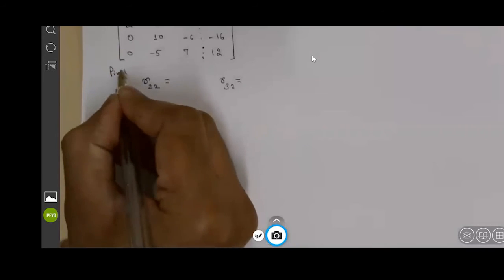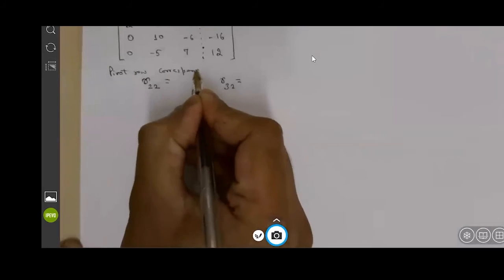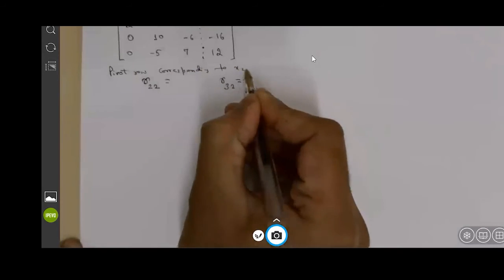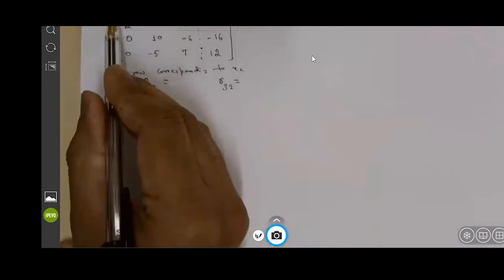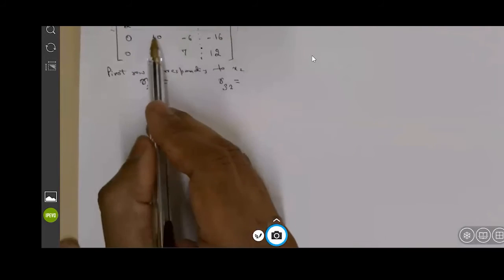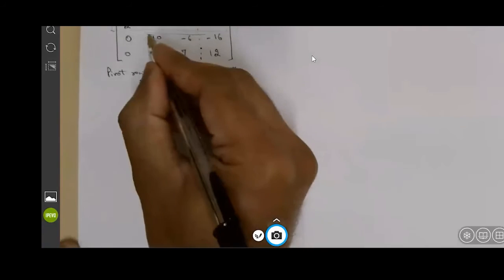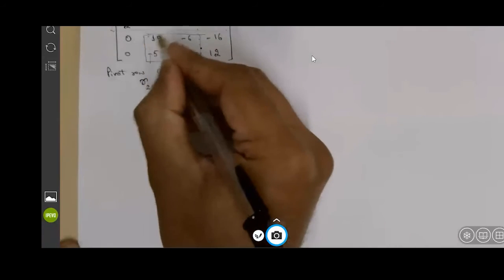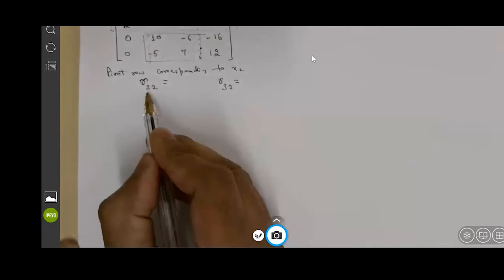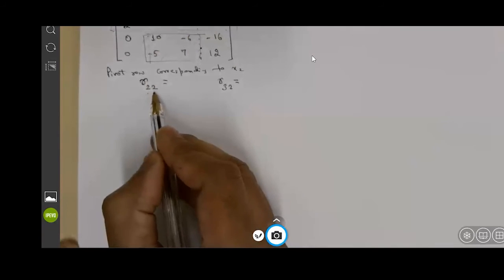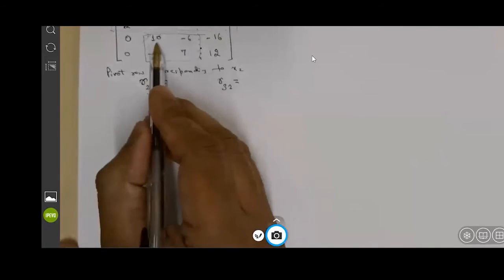So for R22, we now have to find the pivot row corresponding to x2. Now I'm not worrying about the first row. The first row has already been considered as a pivot row for x1. Now I have to use this specific block to find the pivot row for x2. R22 means second row, second column, corresponding to x2. R32 means third row, second column.